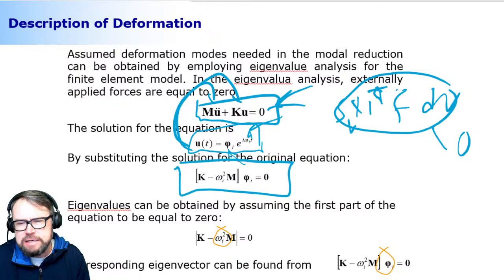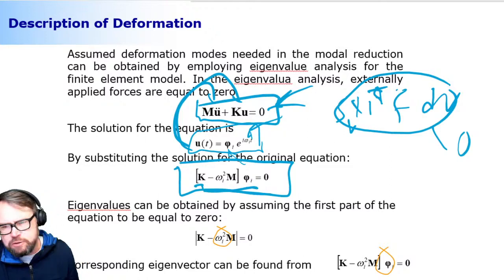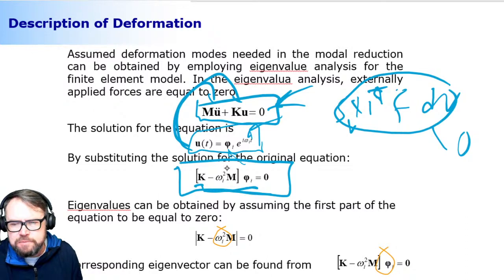So I have here stiffness minus omega power 2 multiplied by mass matrix, and then the vector here. Now this can be solved in 2 steps. First of all, I can focus on this part. I can set this to be equal to 0.